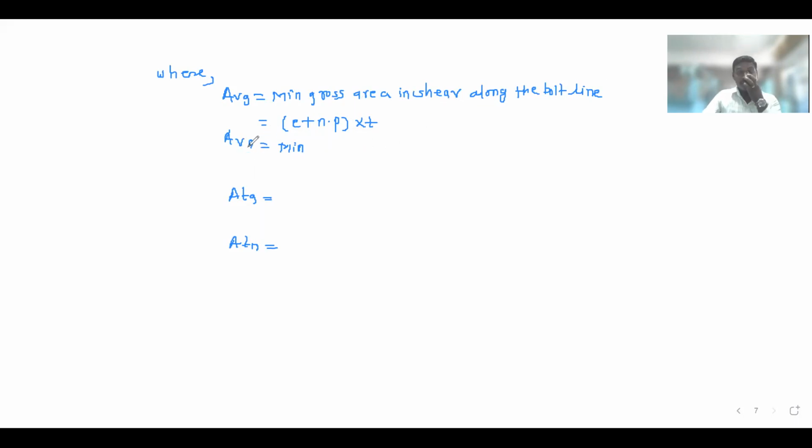Similarly, AVN is the minimum net area in shear along the bolt line. And how to calculate this? (E plus N into P minus N into DH) into T.